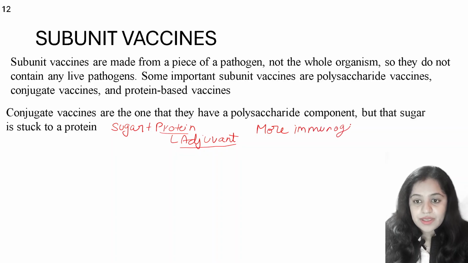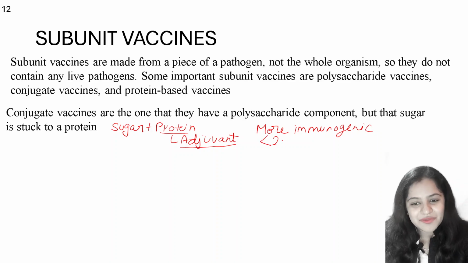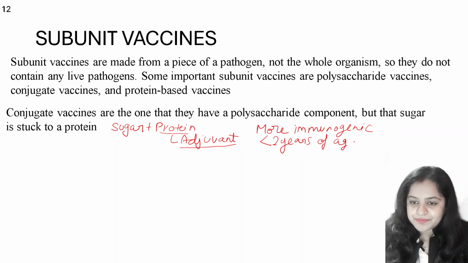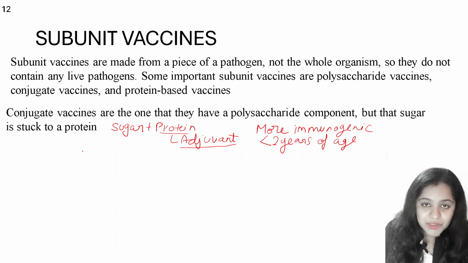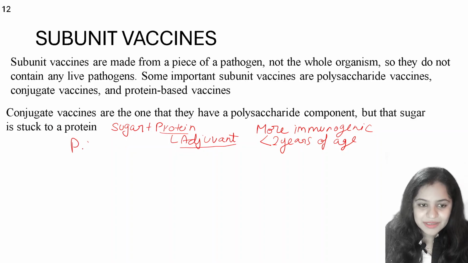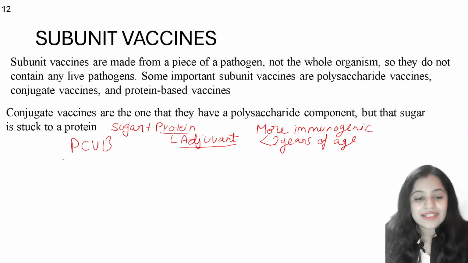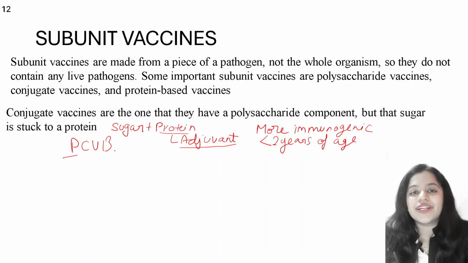Okay. So, since it's more immunogenic, what will happen now? We can use it for kids less than 2 years of age. Now, another example of this is the conjugate vaccine. One example is PCV 13, that is your pneumococcal conjugate vaccine. Another example, Haemophilus influenzae type B vaccine.